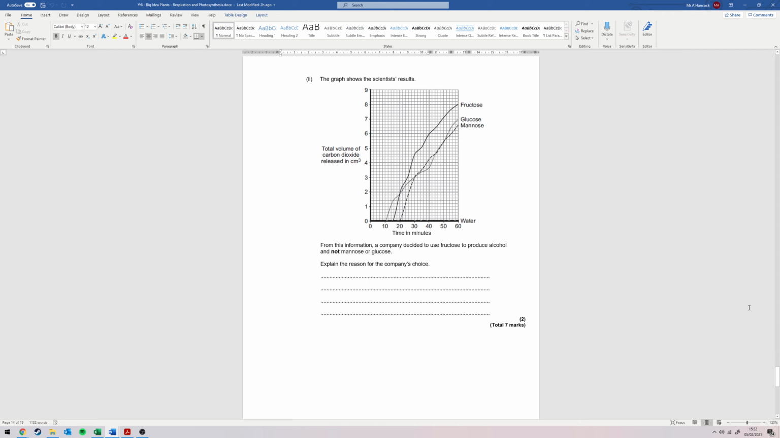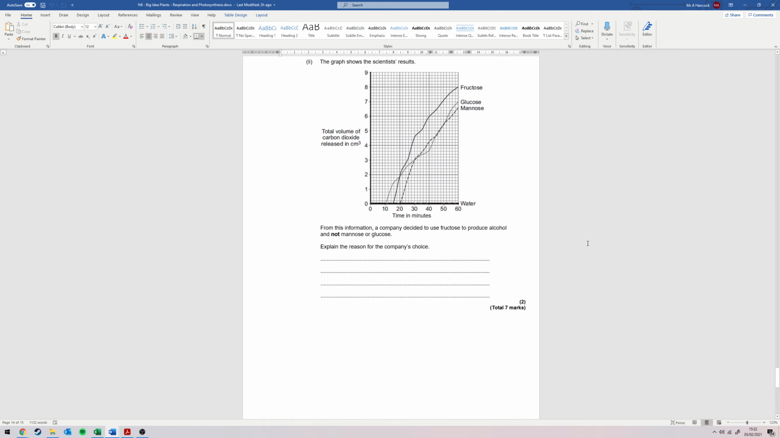Part 2. The graph shows the scientists' results. On the x-axis, you've got time in minutes. On the y-axis, you've got total volume of carbon dioxide released in centimeters cubed. Then you have got 4 different lines. The fructose one is the solid line. The glucose one is the fine dotted line. And the mannose one is the dashed line. And the water one goes along the bottom here like that.